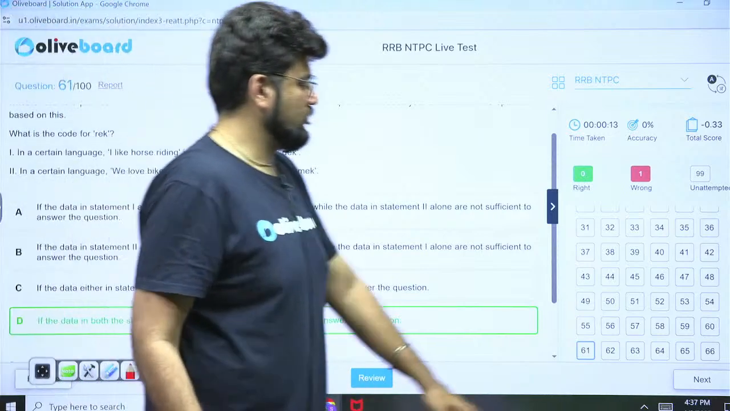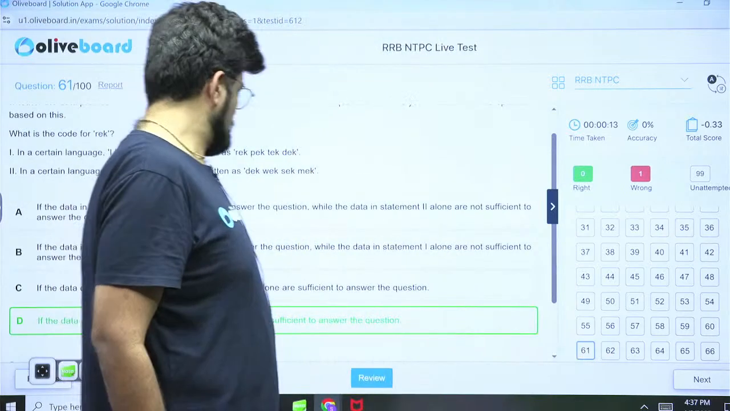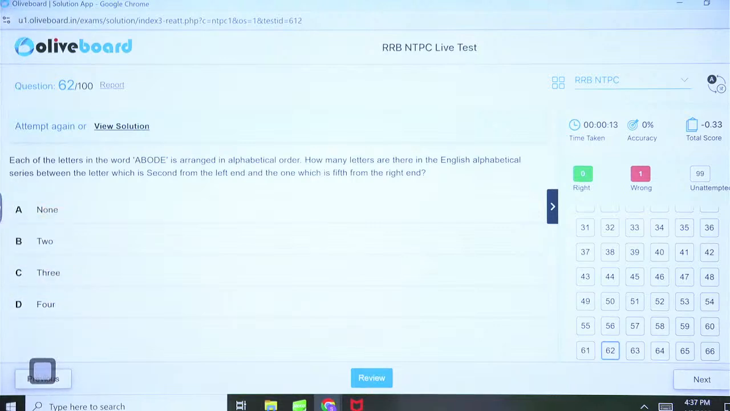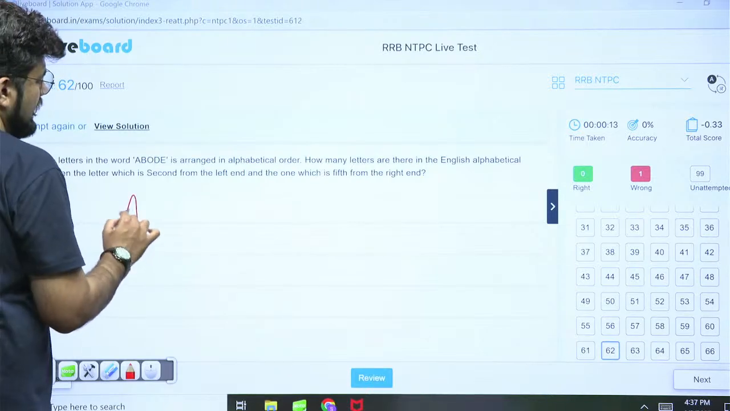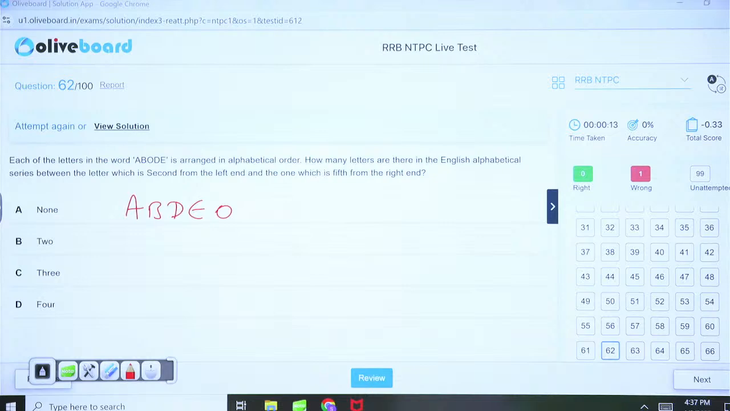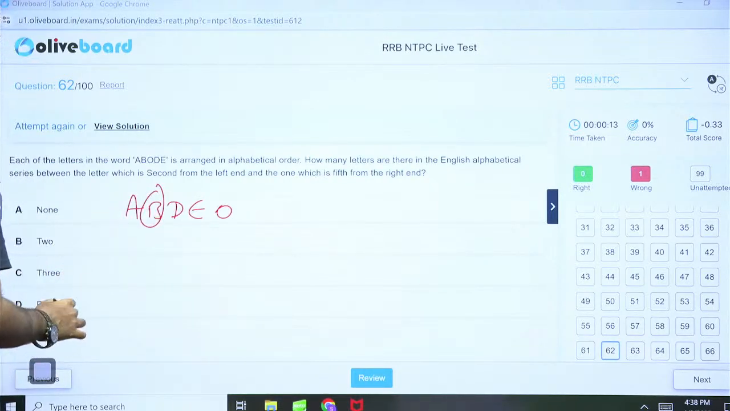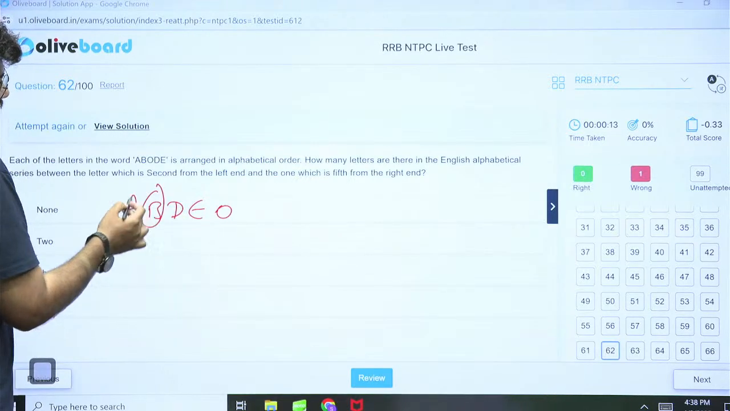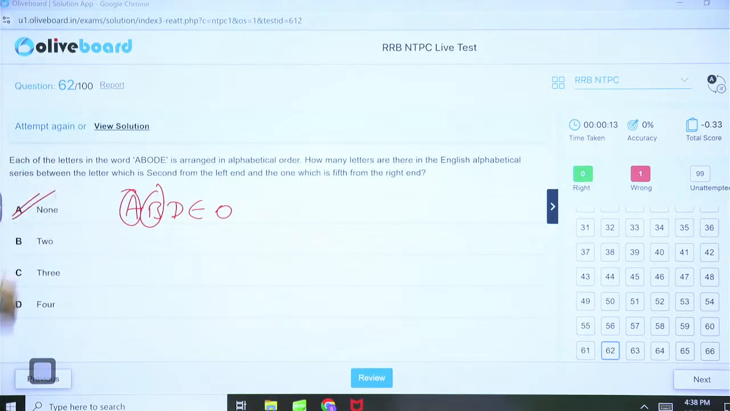Question number 62. Each letter in the word aboard is arranged in alphabetical order. Okay. So we have A, B, D, E, O. How many letters are there in the English alphabetical series between the letter which is second from the left, and one which is fifth from the right hand? None. Between A and B there are none.